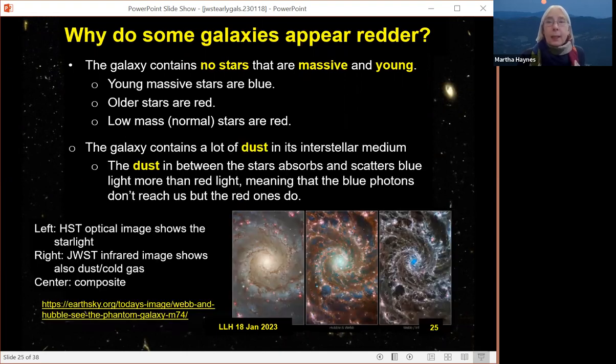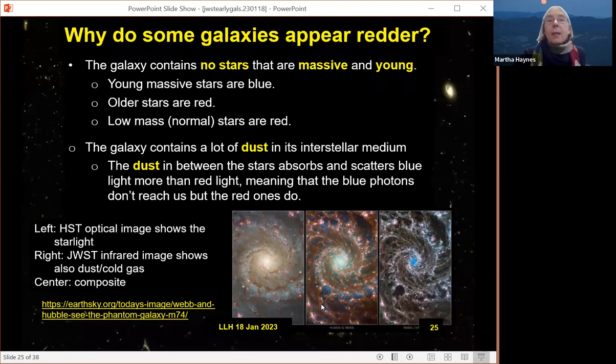Another reason a galaxy can appear red is that a galaxy may contain a lot of dust in its interstellar medium. We talked a little bit about the dust, and here we have 3 images of the same galaxy, one taken in the optical, one taken by JWST, and then this is a composite of the 2. And I just really want to point out the fact that in the optical image, you don't really see this region very much. It shows up in the composite image.